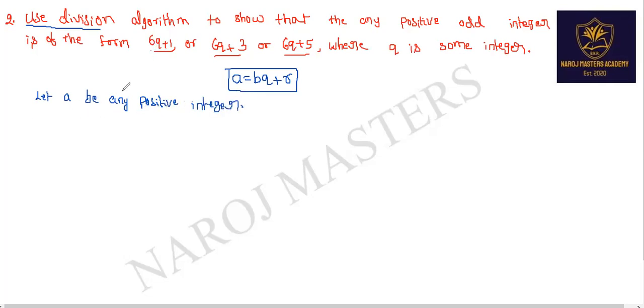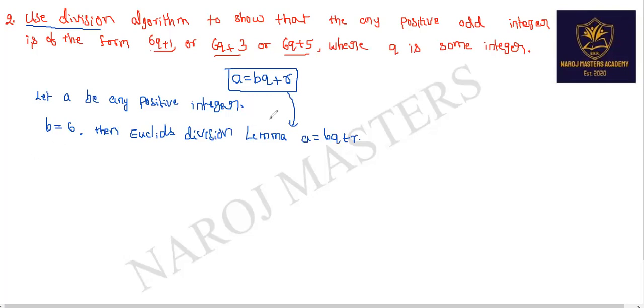Here b is given. From the given data, b is equal to 6. Then Euclid's division lemma, that is, a is equal to bq plus r. Now substitute the values here.